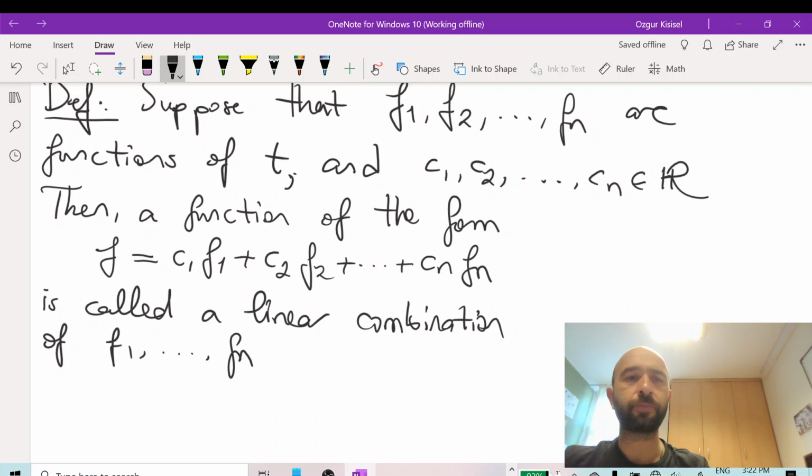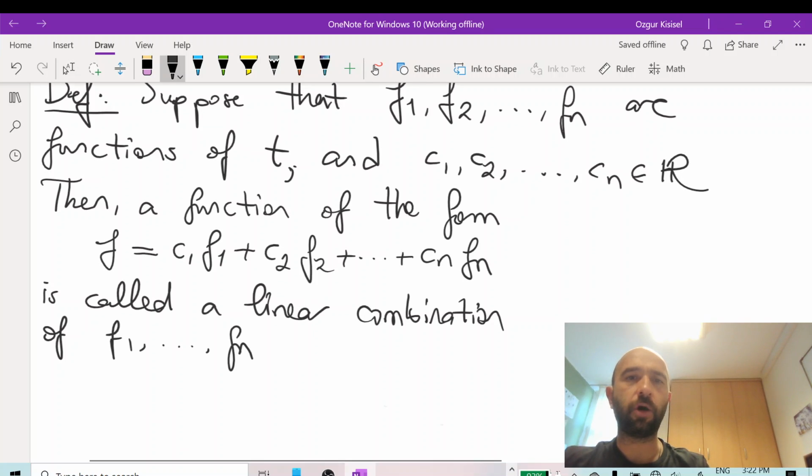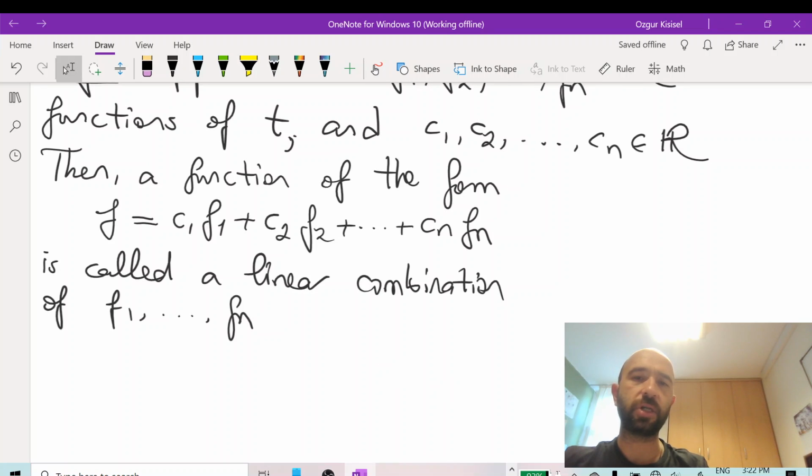So the recipe is to multiply your given functions with certain constants and add them up. Such a function formed is called a linear combination. Of course, if you change the constants c1 through cn, the resulting combination changes.